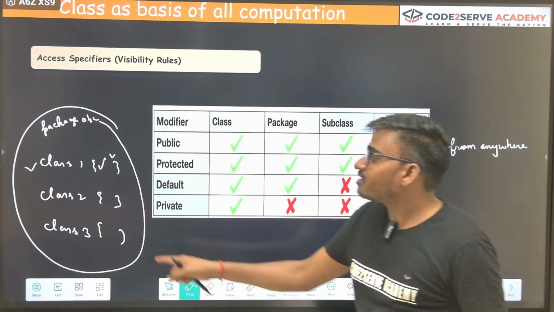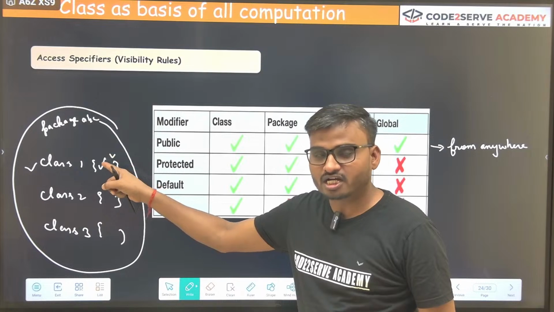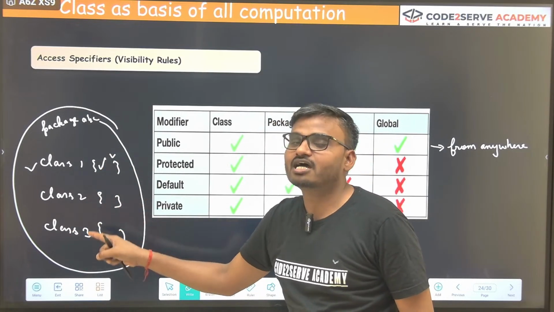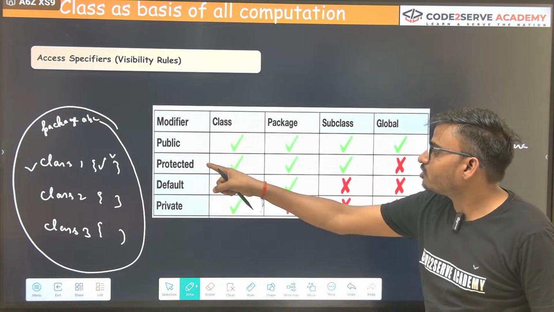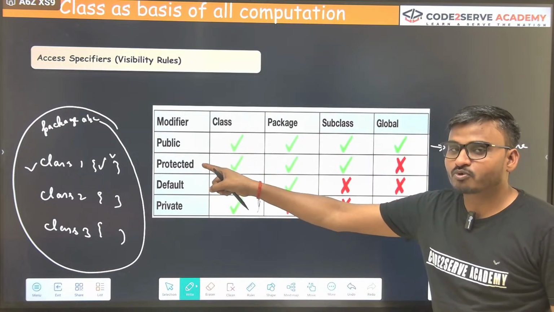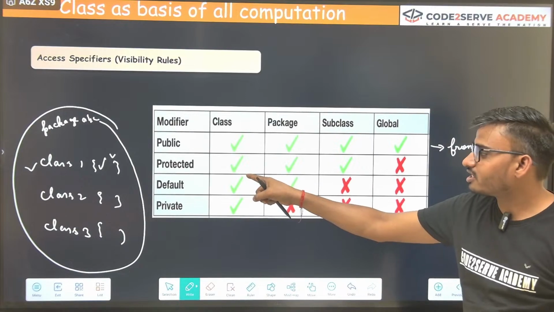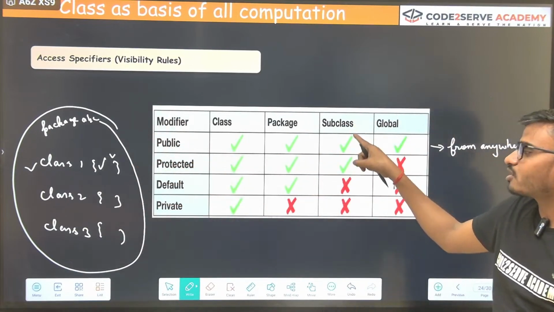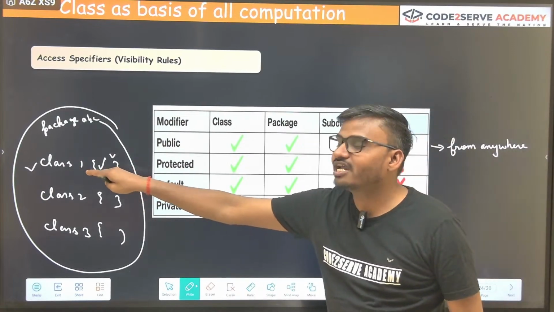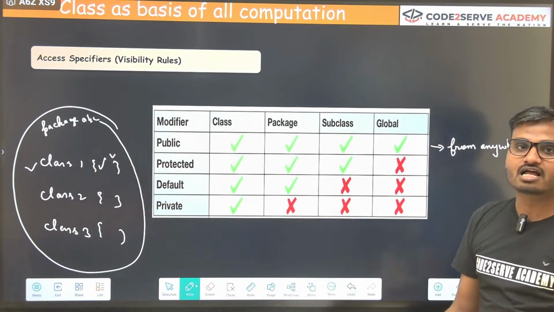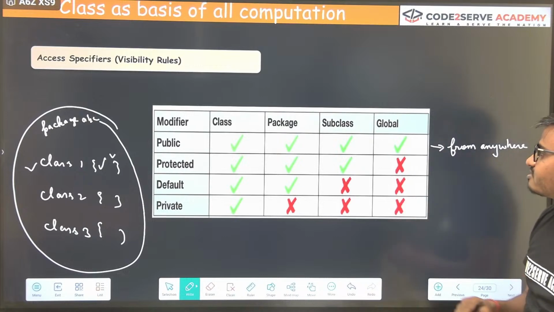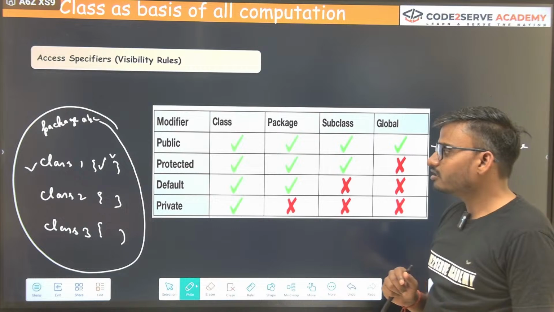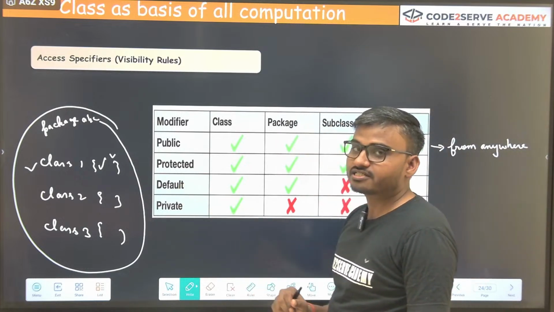That means in class 1, if you have written one protected method, you can access it from class 2 and from class 3. So it is showing over here, if you declare it protected, you can access it from the same class, from the same package, and from the subclass. That means if you write a child class, from there also you can access, and globally you cannot access. Got it?